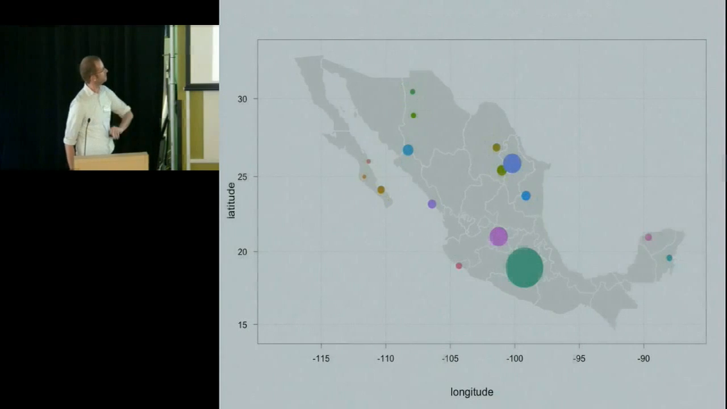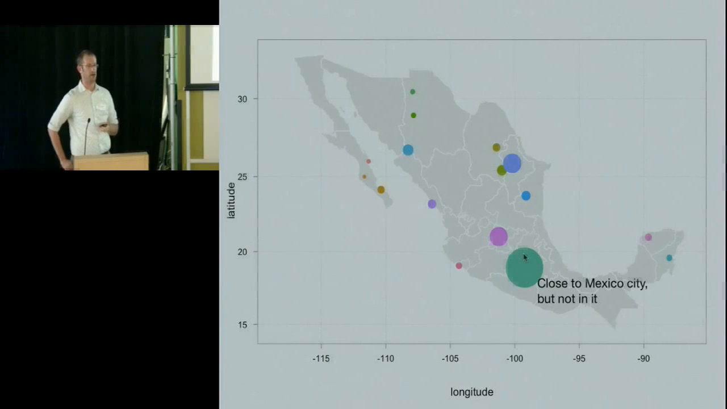And then if we instead plot the number of deaths by each of those weather stations, we can see there's one really big one, which is pretty close to Mexico City, but not actually in it. Mexico City, I think, accounts for about 20% of the deaths. There are about 100,000 deaths here all up.